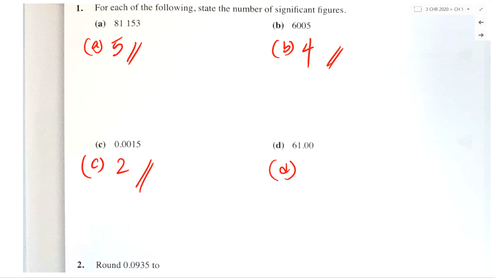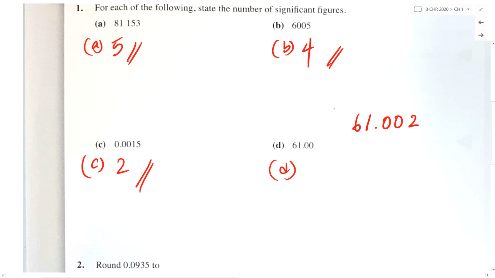Okay, for this case, it is very interesting. If I say this is 2SF, meaning only the 6 and the 1 are important, then the 0.00 is not important, right? If the 0.00 is not important, then why did they write it? You get the idea?